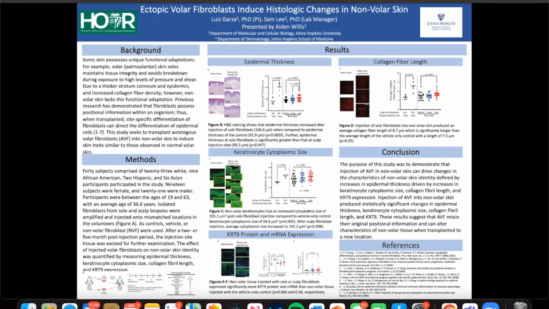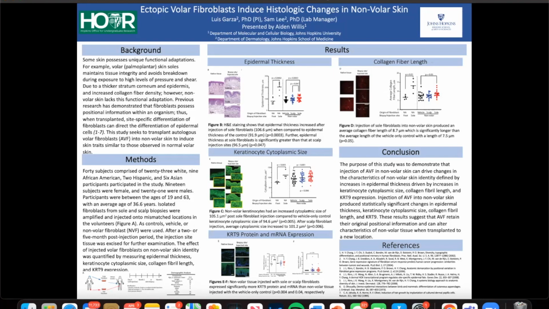Finally, I'd like to discuss collagen fiber length. Again, we have imaging of the actual tissue samples on the left and a plot on the right showing the actual results of measuring these collagen fiber lengths. And again, in line with our previous data, what we observed was that injection of sole fibroblasts into non-volar skin produced an average collagen fiber length of 8.7 micrometers, which is significantly longer than the average length of the control, which was only 7.5 micrometers.